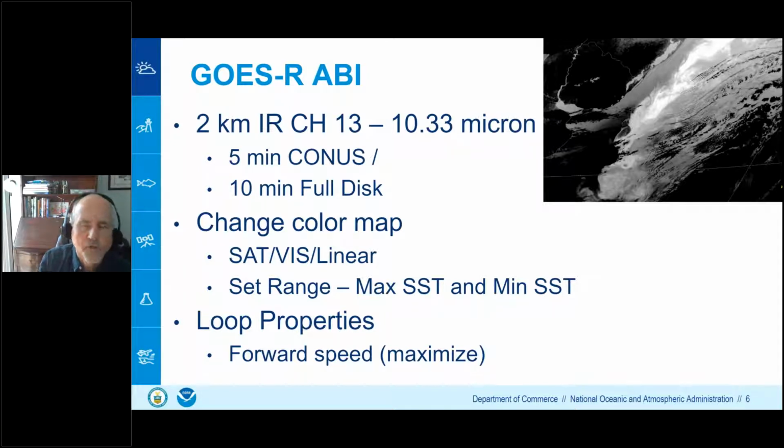So typical imagery, we're all geared to looking at clouds. But you can exploit this capability by just playing with the color map and changing the color map. The example here is part of the standard package. It is SAT, it is the visible, and it is linear. And then you have to play with the range and set the range for a max SST and a min SST. So you can actually enhance an area that you want and sort of favor it that way.